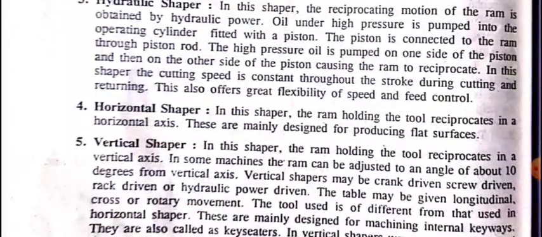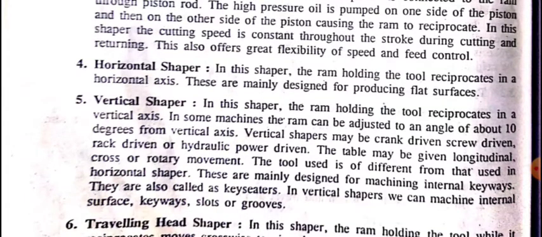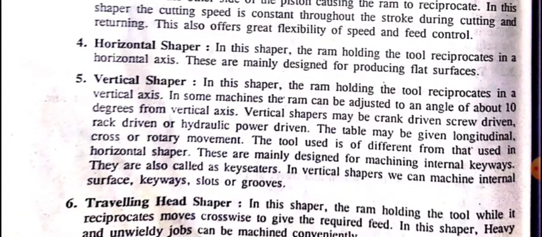Then horizontal shaper. It consists of a ram holding the tool that reciprocates in a horizontal axis. These are mainly designed for producing flat surfaces. So that means horizontal shaper reciprocates in a horizontal axis. Now next comes vertical shaper, in which the ram reciprocates in vertical direction. It is called vertical shaper.